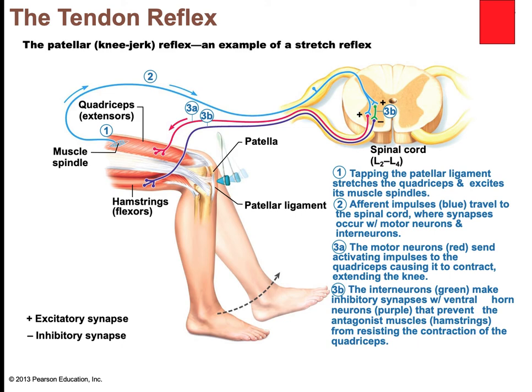So the idea here is that you tap the patellar ligament and that stretches it. Okay, so the quadriceps stretch, the tendon stretches, the muscle spindles are excited, the stimulus travels to the spinal cord, it synapses with motor neurons, which then send activating impulses to the quadriceps muscle, making it contract, and that extends the knee. The interneurons also have inhibitory synapses with ventral horn neurons that prevent the antagonists from resisting the contraction of the quadriceps. Okay? So you can see how, again, that works.